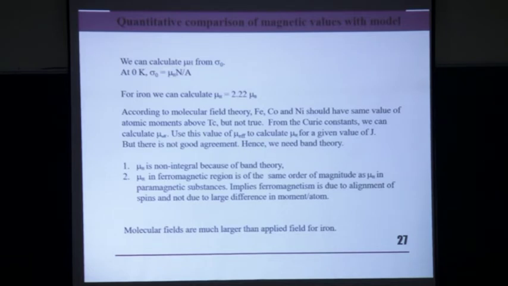So we can calculate the molecular field. Of course, we need to do a lot of assumptions and so on and so forth. But the net result of all this is that the molecular field is much larger than the applied field. That means the internal field is much larger than the external field. That's why it is spontaneously magnetized. Internally itself, there's a strong drive towards the spontaneous magnetization.